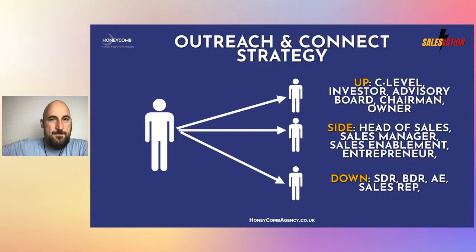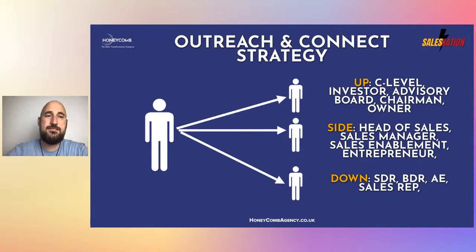When we network up, it's into C-levels, executives, into investors, advisory board members, chairman, business owners, and so on. So they are slightly higher on the org chart than we are. Sideways, we can connect with head of sales, sales managers, sales enablement executives, even entrepreneurs. And downwards, we would connect with SDRs, BDRs, account executives, or just sales reps in general.